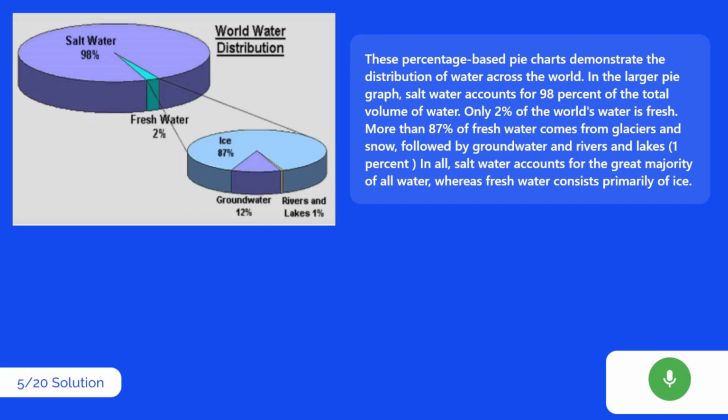These percentage-based pie charts demonstrate the distribution of water across the world. In the larger pie graph, salt water accounts for 98% of the total volume of water. Only 2% of the world's water is fresh. More than 87% of fresh water comes from glaciers and snow, followed by groundwater and rivers and lakes, 1%. In all, salt water accounts for the great majority of all water, whereas fresh water consists primarily of ice.